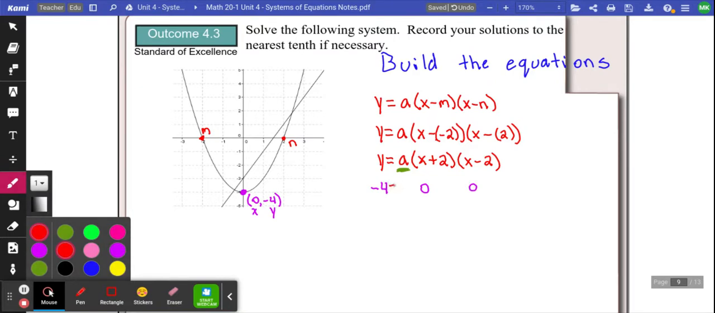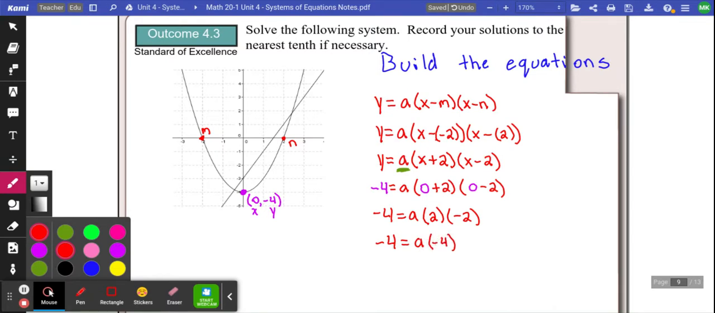That leaves me with -4 equals a times (0 plus 2)(0 minus 2), like that. This allows us to do a little bit of calculations. So that means I have negative 4 equals a. 0 plus 2 is 2. 0 minus 2 is negative 2. That means I have negative 4 equals a times negative 4.